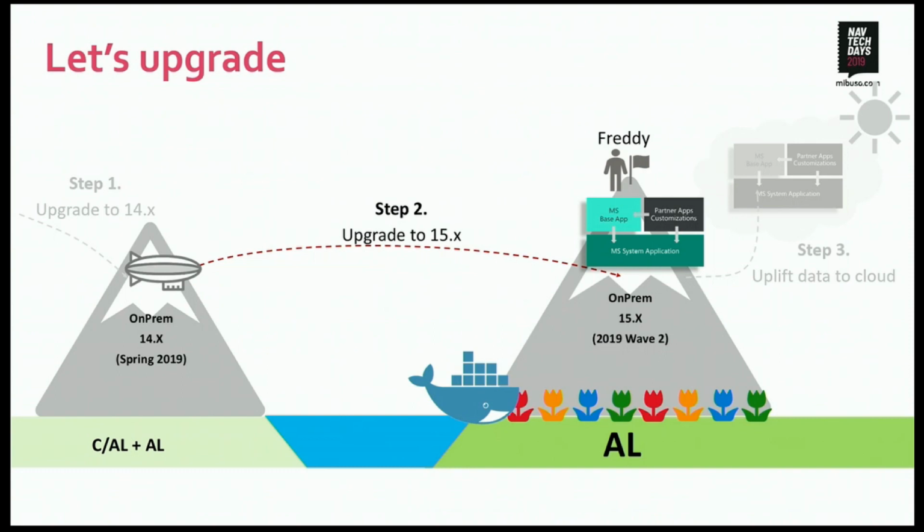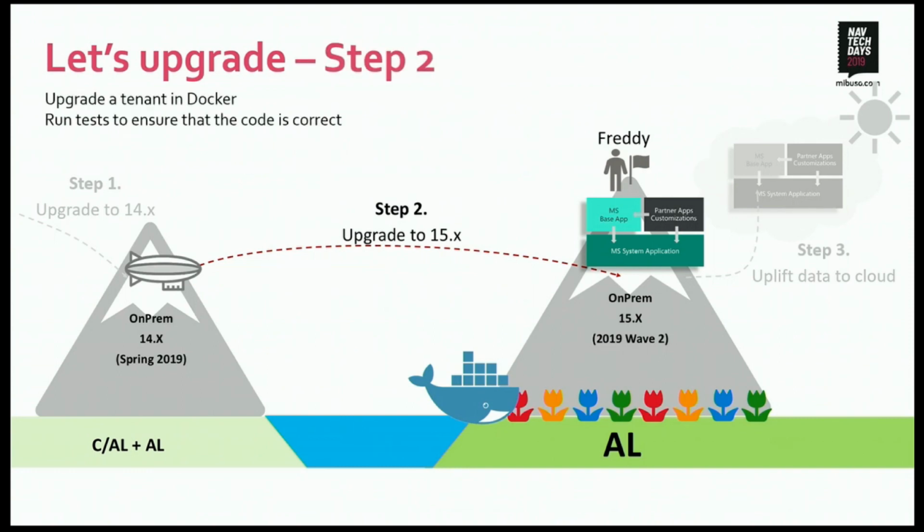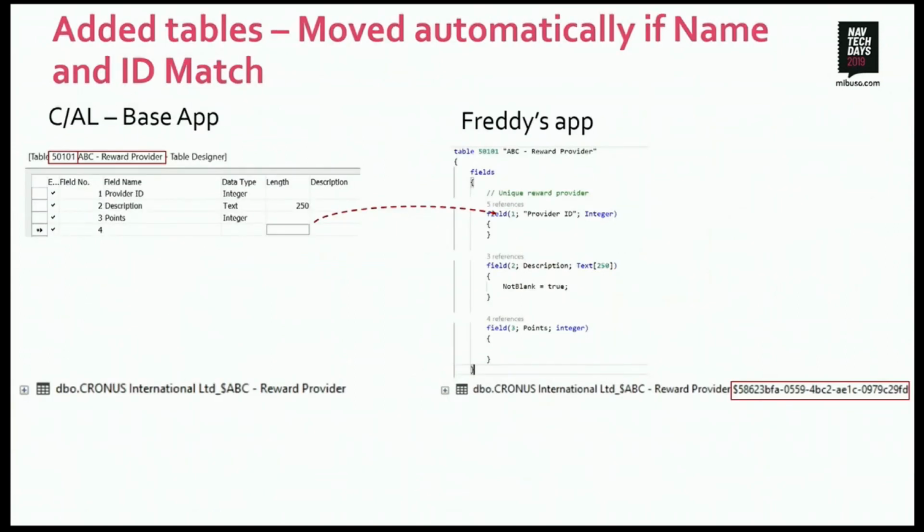So the thing that we are going to do in the next demo that is going to follow is to upgrade the tenant in Docker and to run the test to ensure that the code is correct. And you can let me know when the upgrade is done, because I can talk through what is going to happen during the upgrade now. So, as you have heard, if you have added tables, we can move these automatically.